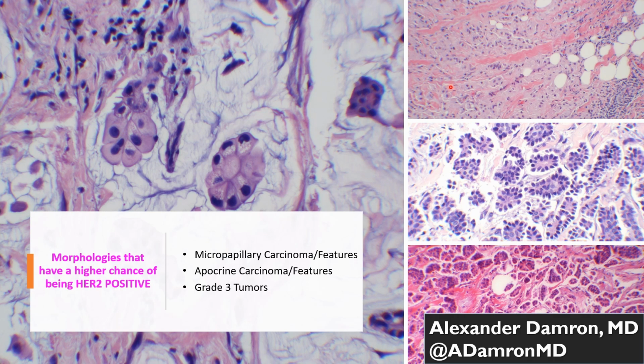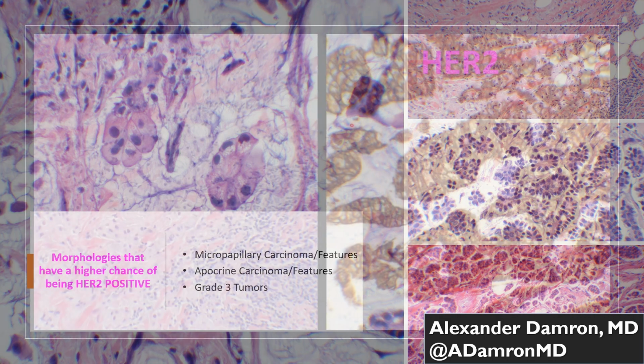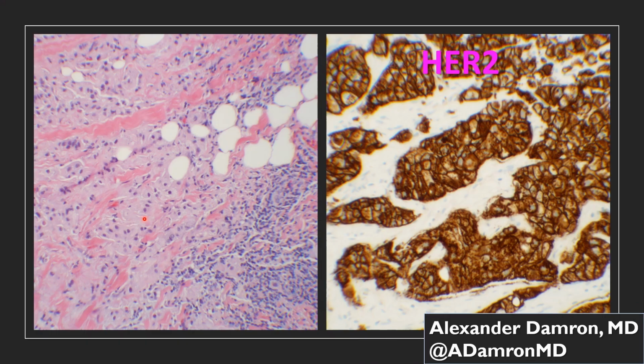Okay, apocrine carcinomas tend to have a higher propensity to be HER2 positive. And then as you approach the higher grade of tumors, just a general rule of thought, right? The uglier a tumor is, then you have a higher chance of being a HER2 positive tumor or a triple negative carcinoma. And just a couple examples of that. So, right, this is an invasive apocrine carcinoma that I had. You can see it's nice and strongly HER2 positive.